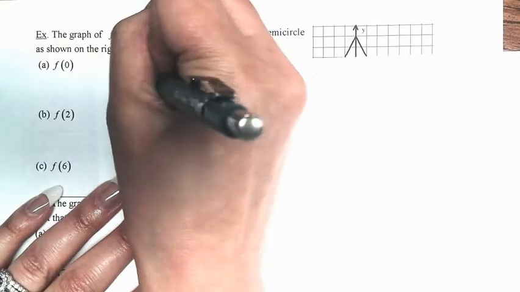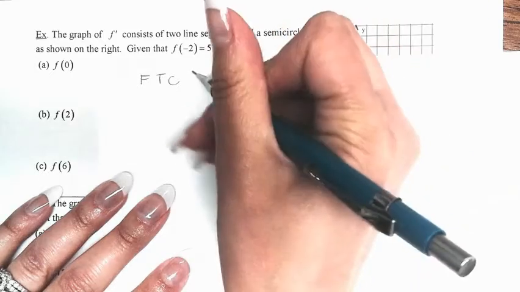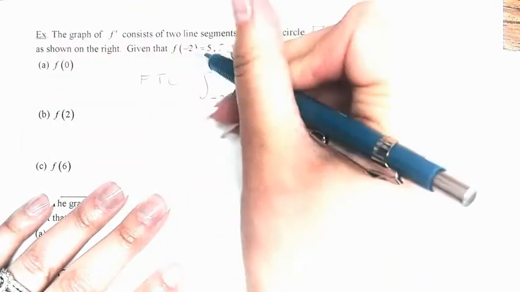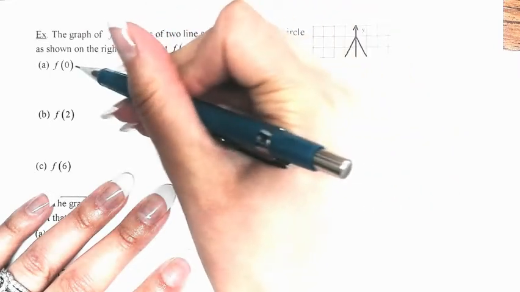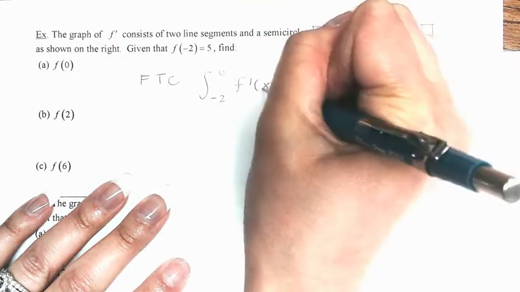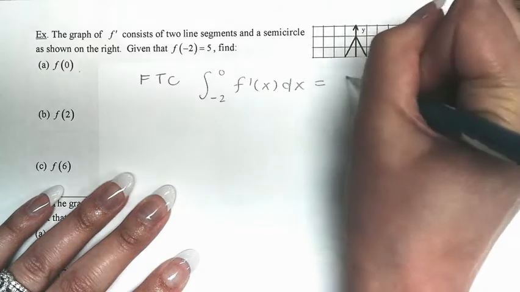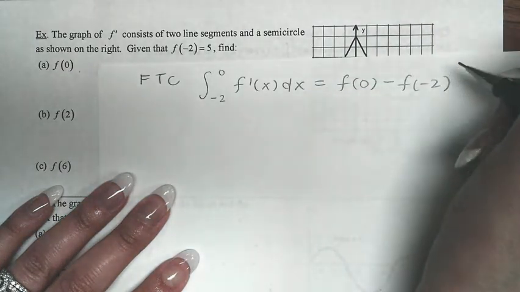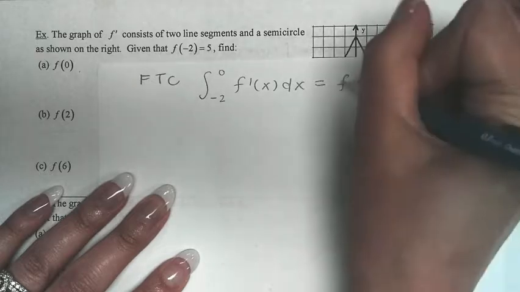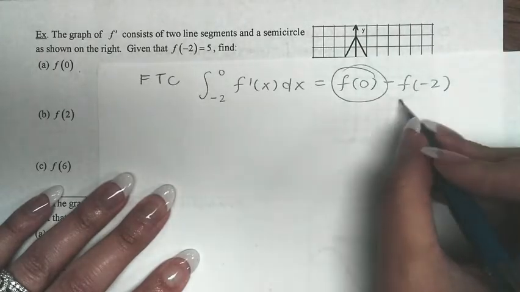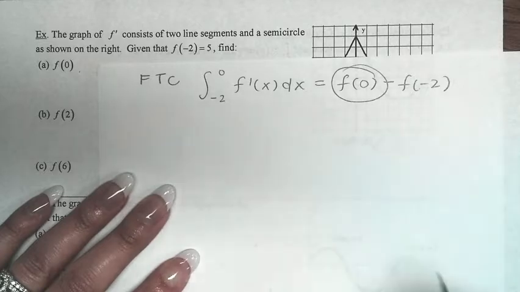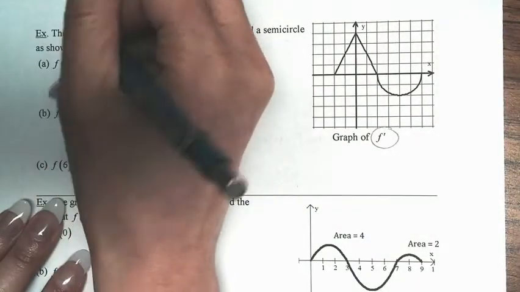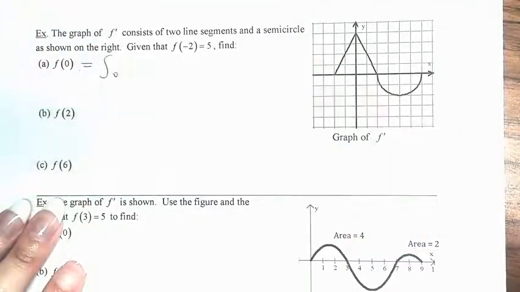Okay, the fundamental theorem of calculus tells you that the integral from -2 to 0, because that's what was given to me and that's what I want, of f prime of x dx is equal to f of 0 minus f of negative 2. In this situation, for part A, I want f of 0. So I'm going to move the f of negative 2 to the other side.